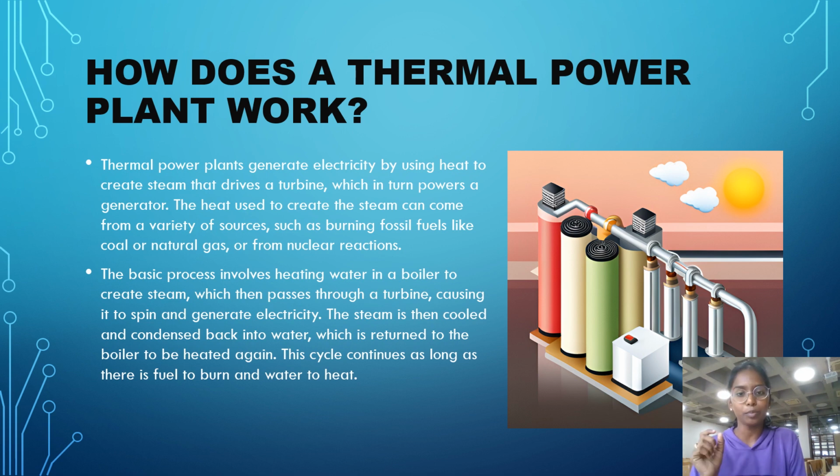Fuel combustion. The process begins with the combustion of fossil fuels such as coal. In some cases, nuclear reactions are also used instead of fossil fuels. The fuel is burned in a boiler, producing a high temperature and high pressure stream of gas.